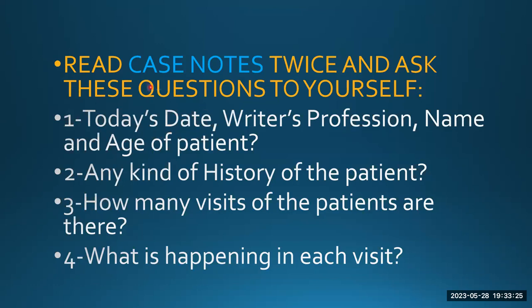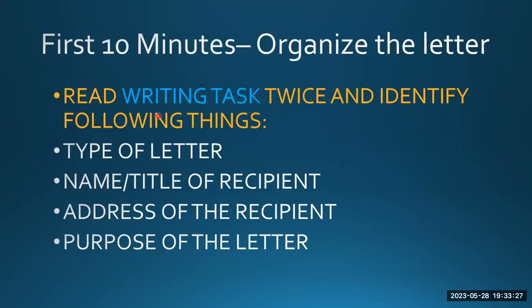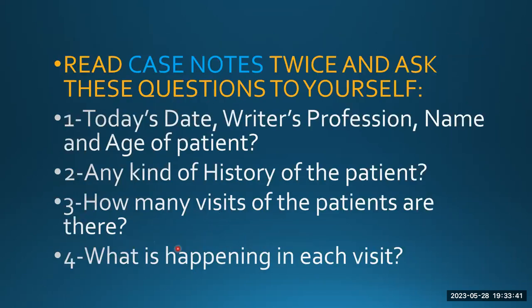Okay, what I have done, I have followed these steps. Like in 10 minutes, do these. You are supposed to read the writing task twice. Okay, type of letter, name, title of recipient, address of recipient, purpose of letter. Now you know all of these things. And also you know today's date, writer's profession. You are a GP. Okay?